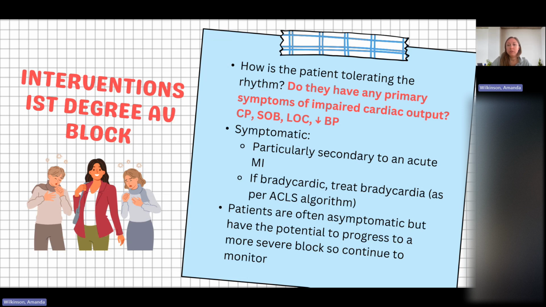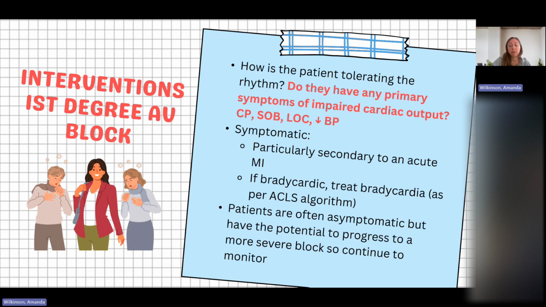So what do we actually do when we see a first degree block? The key question here, and you'll see this trend through all of our presentations, is assess your patient. How's your patient tolerating this rhythm? Are they showing any signs of decreased cardiac output? So that's our chest pain, shortness of breath, decreased level of consciousness. Do they have low blood pressure? If they are symptomatic, especially if this develops during an acute MI, we want to treat the symptoms. And if they're bradycardic, follow your ACLS bradycardia algorithm.